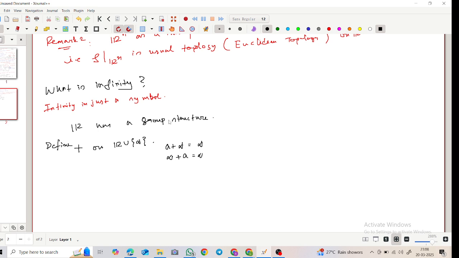R is a topological group. Forget that. We will do these things in the quotient topology class if you join it. Okay? For a belongs to R, we are defining this. Understood? So infinity is just a symbol. So under this operation, R union infinity is a group.